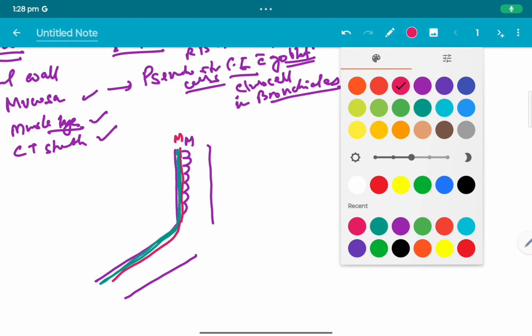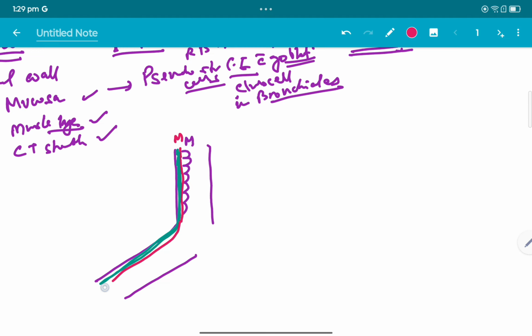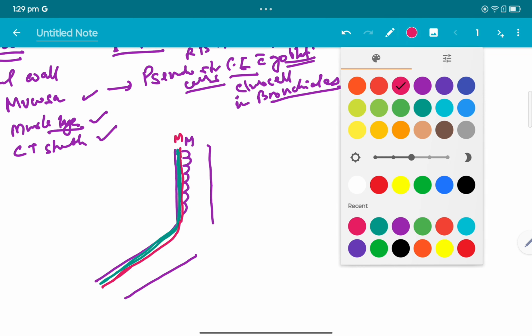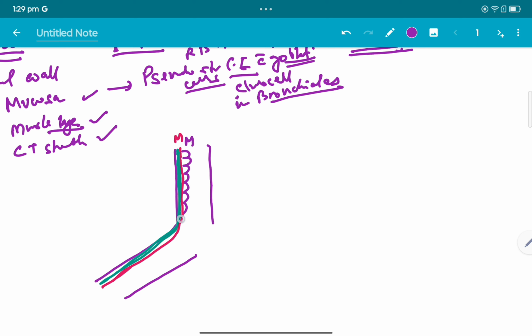So this is the cartilage layer. This green layer is the cartilage layer. This red one is the muscle layer, the second layer, and this third one is the pseudostratified columnar layer. So these are the 3 layers that are present. This is the mucosa, first one. Second is the muscle layer. Third is the fibrous cartilaginous layer.